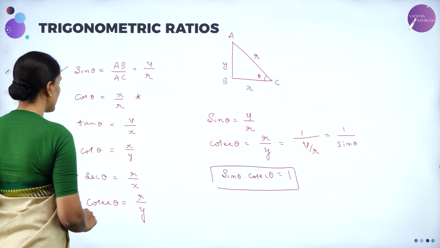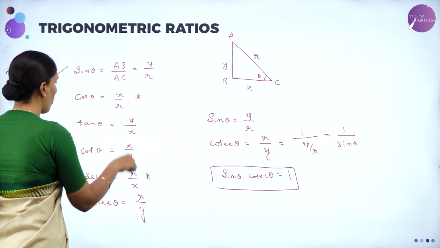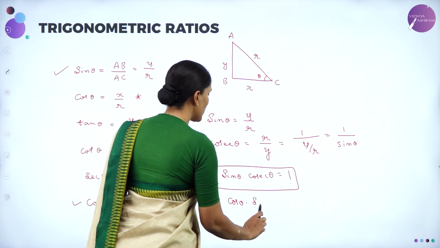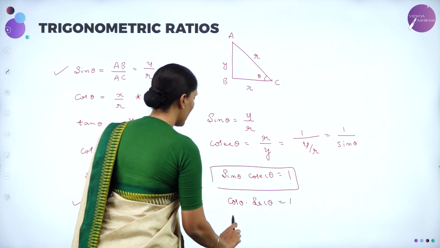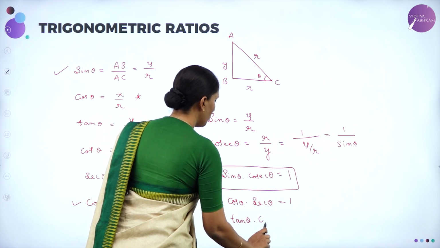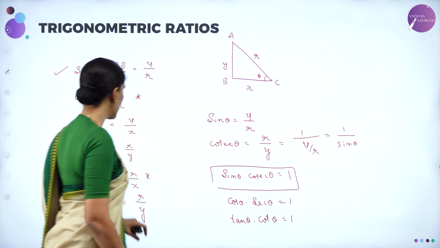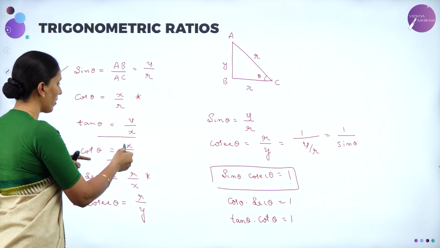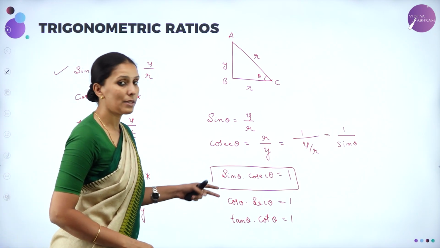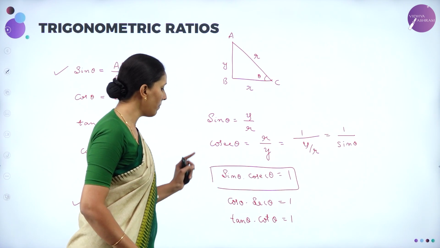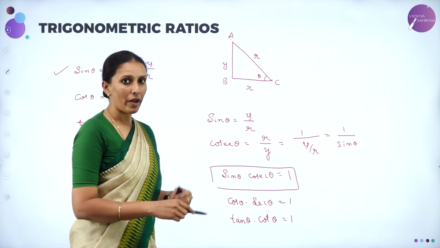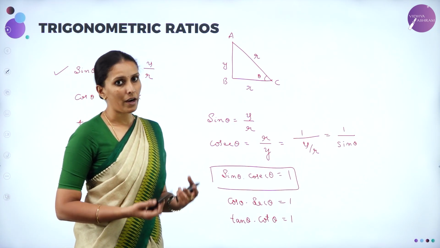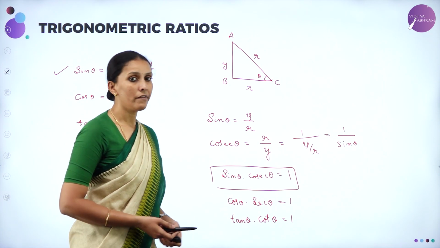Similarly, if you observe cos theta and secant theta, they also form reciprocal ratios. So therefore, we can also write cos theta into secant theta is equal to 1. Similarly, we can write tan theta into cot theta is equal to 1 because the ratios of them are reciprocal to each other. Whereas tan is Y by X, cot is X by Y. So these are the reciprocal relations between sine and cosecant, cos and secant, tan and cot. So wherever it is necessary, instead of sine we can write 1 by cosecant, and instead of cosecant we can write 1 by sine, depending upon the relations.